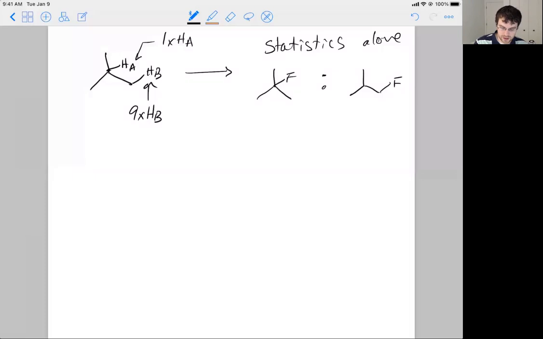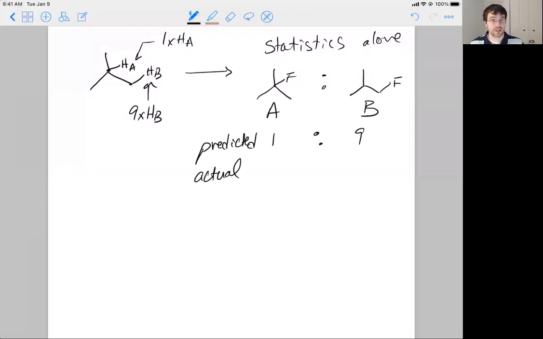All right, so the ratio of the HA product substitution to the HB product substitution we would predict to be about 1 to 9 based on the ratio of hydrogen atoms. There are 9 times as many HB hydrogen atoms than there are HA hydrogen atoms. So this is predicted. Now the actual outcome, because this is just statistics, it's ignoring some other chemical phenomena that we'll get to in a second. The chemical measurement shows that the ratio is about 14 to 86. That's pretty good. I mean, statistics is just counting things and ignoring everything else about the molecule other than the identity of the elements. And so we do pretty well.